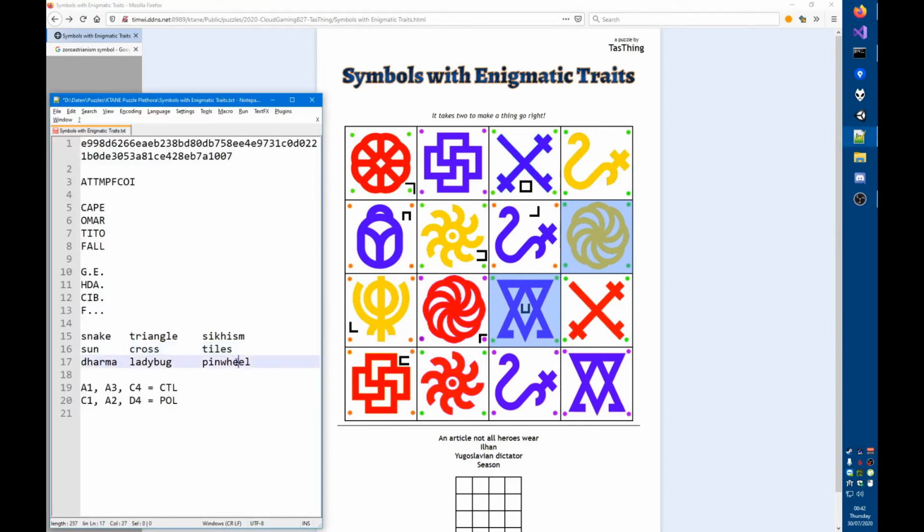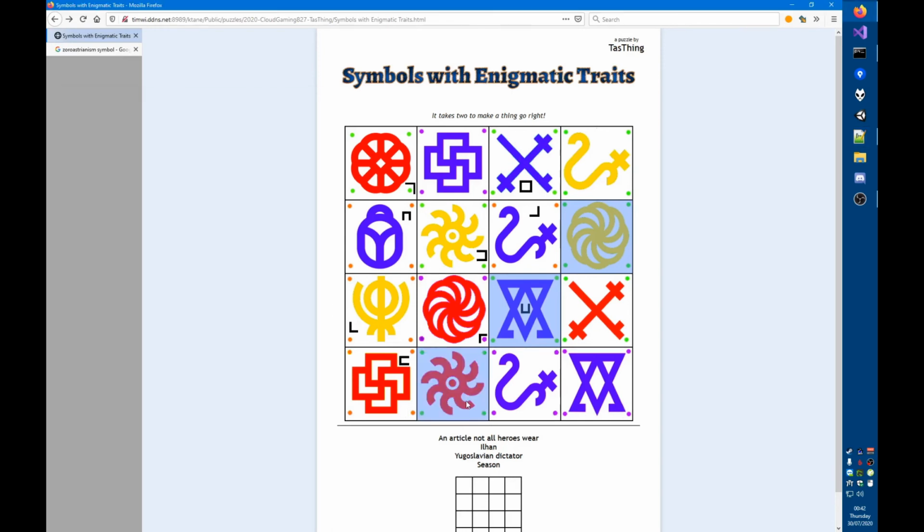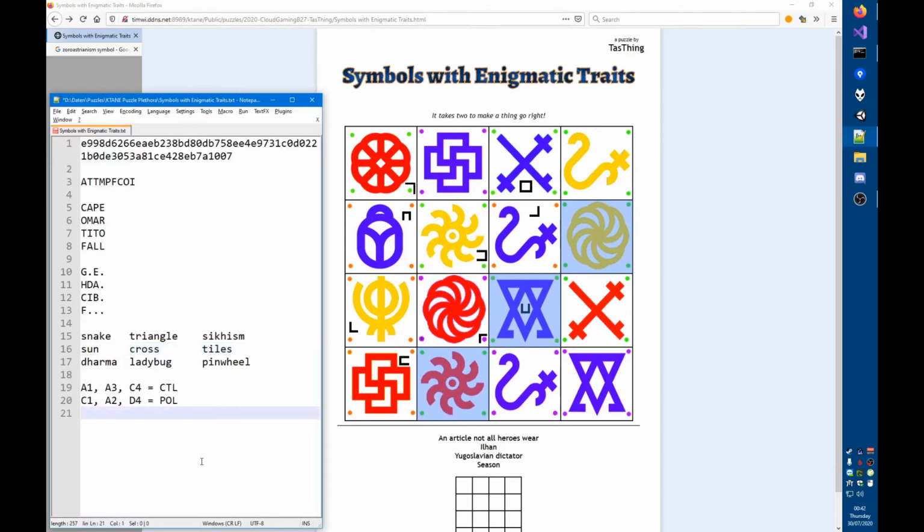Let's see. Pinwheel and triangle requires a sun. So, bingo, this is actually a set. Let's write that down: Delta 2, Charlie 3, and Bravo 4. And that gives us RTA. Okay, I'm still not seeing a word forming, especially with CTL. If anything, it could straddle two words, like you could have act and then something with L, whatever. I don't know. We'll see.